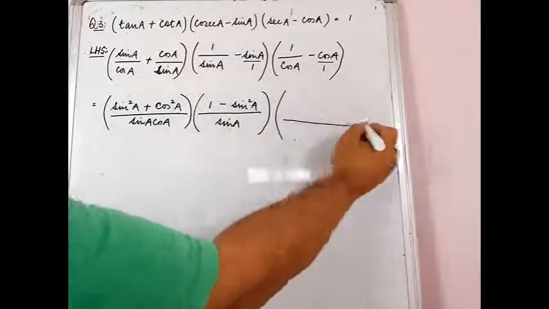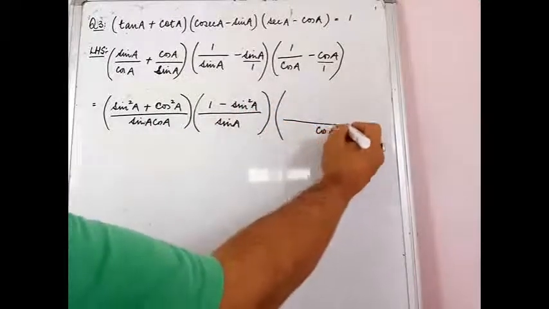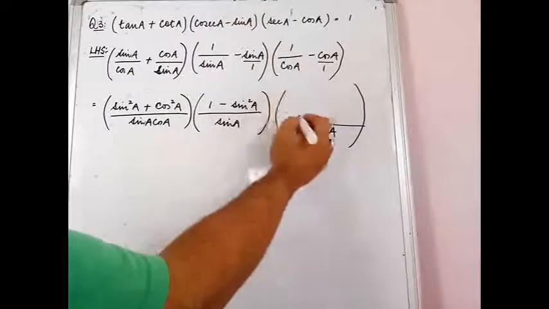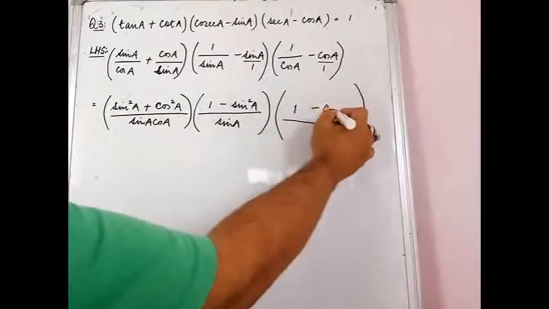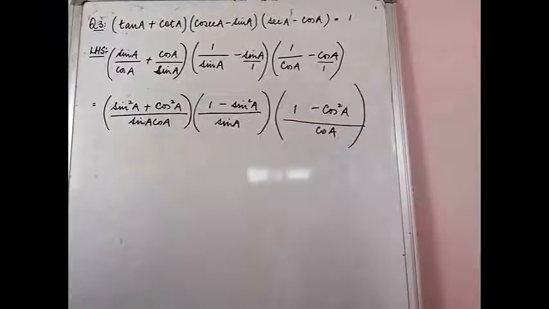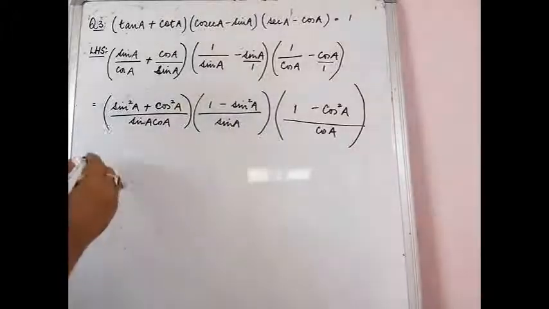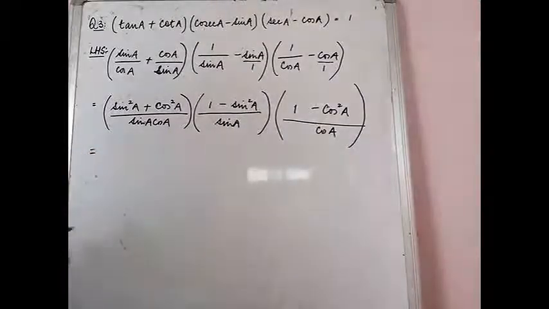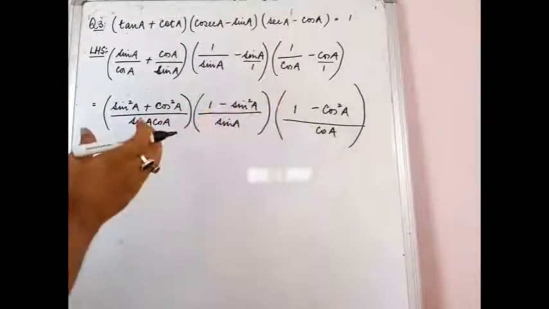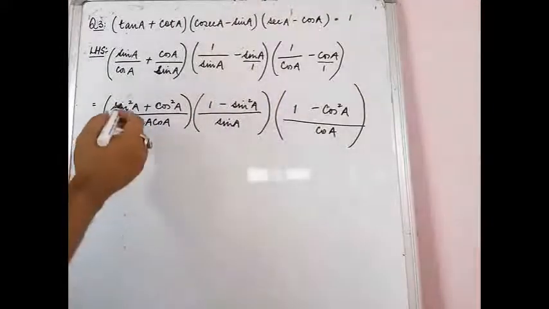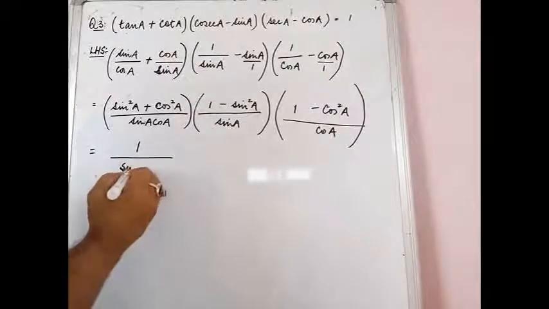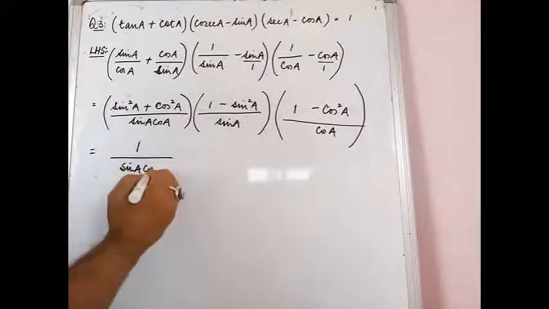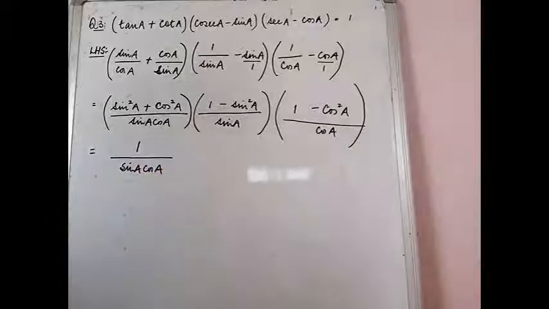Similarly, in the third bracket, when you take the LCM it will be cos A, so this will become 1 minus cos square A. So this is what you have in the 3 different brackets. Now moving on to the next part. Now this complex looking thing will start getting simplified. Sine square A plus cos square A is simply 1. So I'll write 1 and I'll leave the denominator portion as sine A cos A.